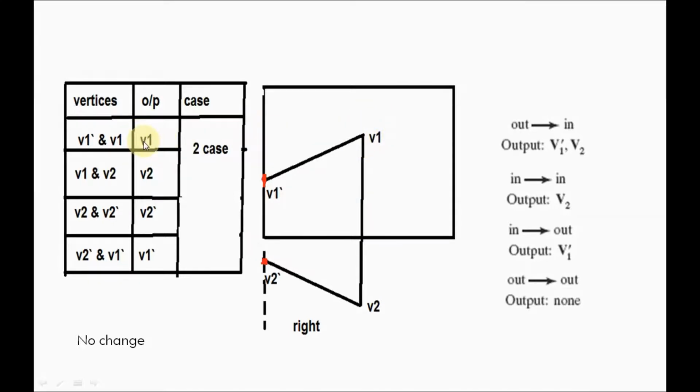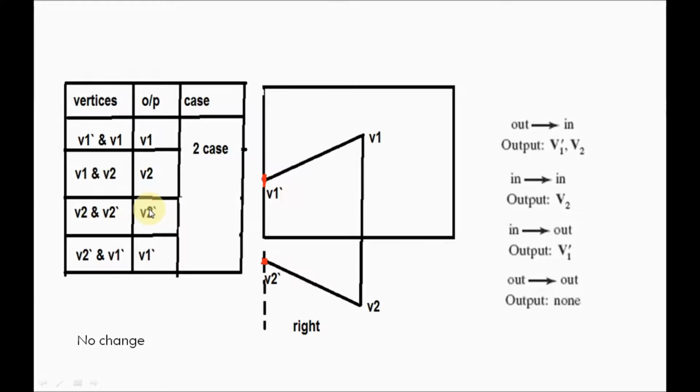Getting? Now in the same way I am considering v1 and v2. You can see here v2 is also inside, as I told you in the previous case, because the clipping window is extended. So v1 is inside, v2 is inside. What is the output? The second vertex, v2. So the output is v2. Next, v2 and v2 dash. v2 is inside, v2 dash is also inside. So what is the output? The second vertex, that is v2 dash. So the output is v2 dash.